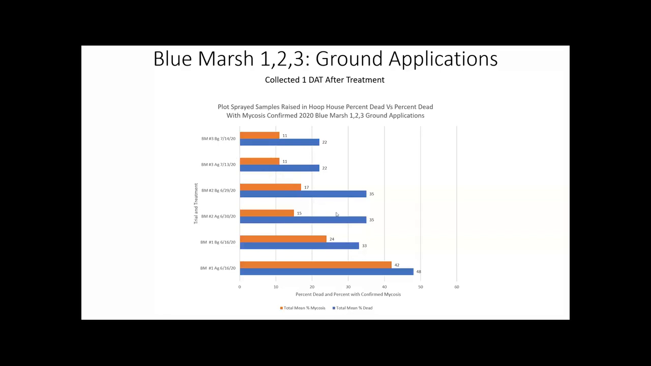What was interesting here is that this is showing the ground applications, which did the best. And the first ones in June, we tested two different products. One is Apprehend, which is not labeled for outdoor use, but it's oil-based, and the other was Botanigard. We got 42% and 24% mycosis infection in the first application. The second application, between the two, they ran neck and neck, 15 and 17. And then by the time we got into the third application, we only had 11% infection rate.